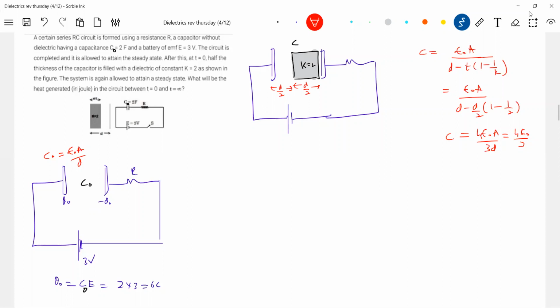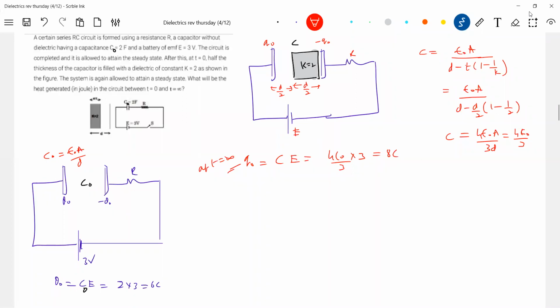The final steady state charge will be Q naught. So again, when it reaches steady state, what is Q naught? Q naught should be equal to C into E. So this will be 4 C naught by 3 into E; this is 4 C naught. Okay, this will be 8 coulombs. So the charge has increased here. This will be the final value at t equal to infinity.